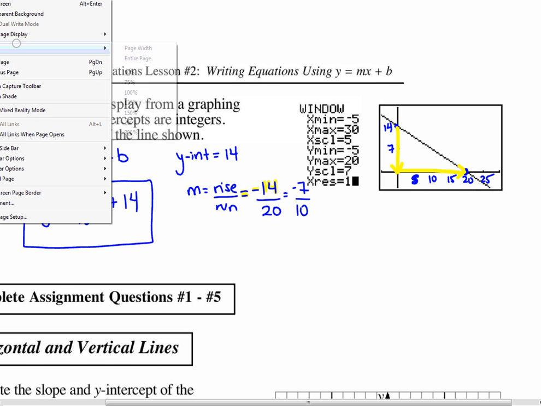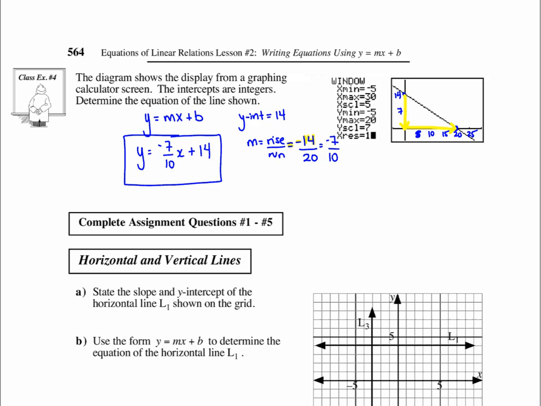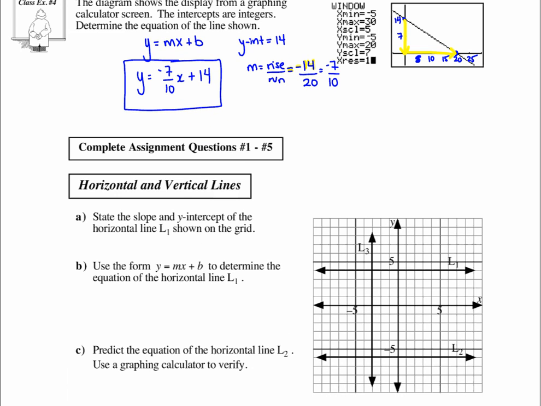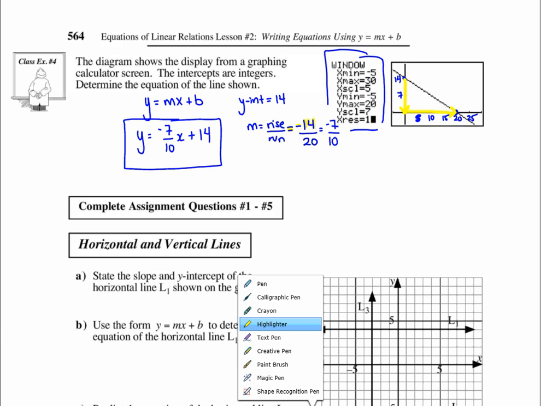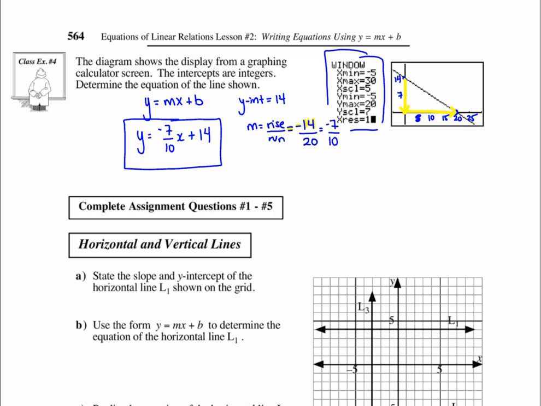I'm going to briefly talk about this next stuff. We're not going to spend forever on it. I talked about this yesterday a little bit. See this window settings right here? The scale is the third one. So x scale is 5, and the y scale was 7. So that's how much each tick is worth.